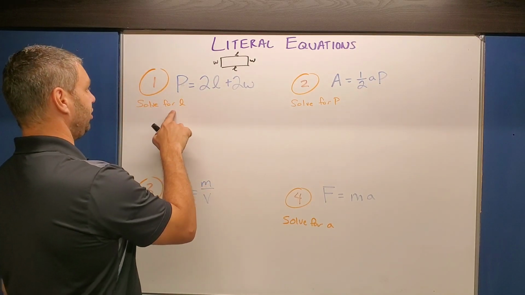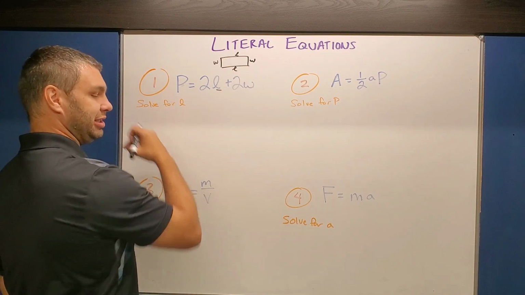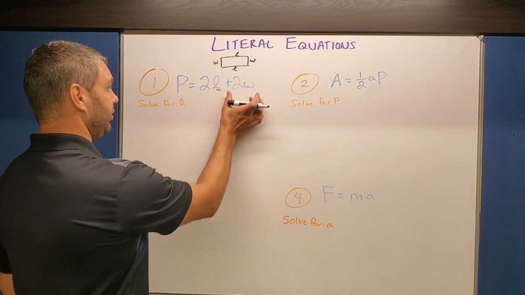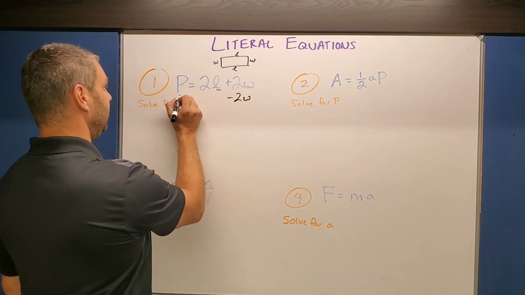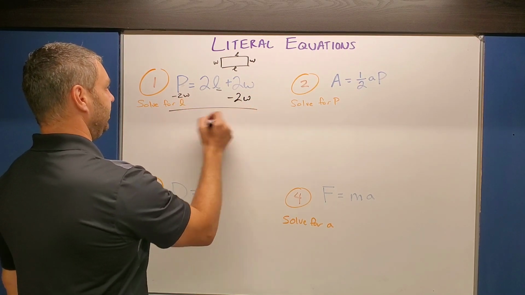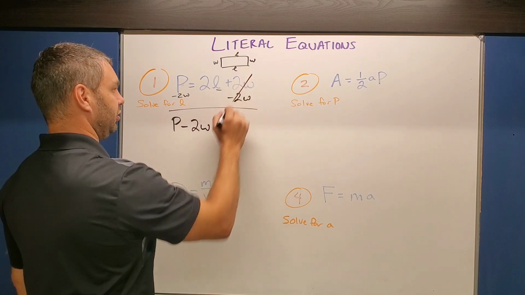For example, this one says solve for L, so we're trying to get that by itself, which means I need to move everything else to the other side of the equal sign. Well, let's start by moving this whole term over because it doesn't have an L. It's going to be 2W. We're going to subtract that over here. Then I'm just going to say P minus 2W equals, well, what's left?